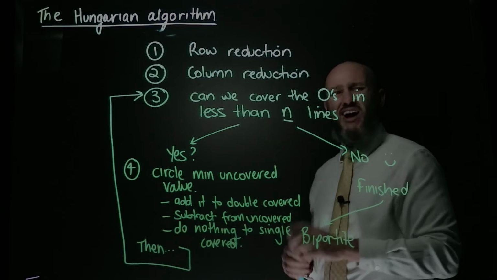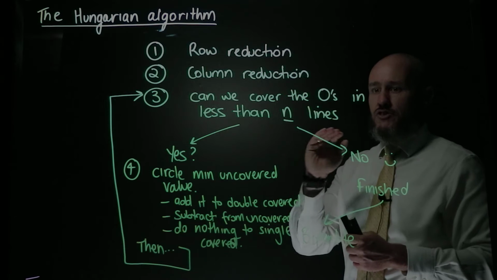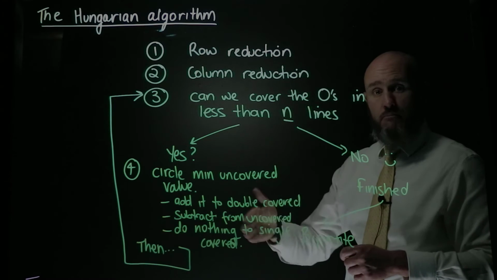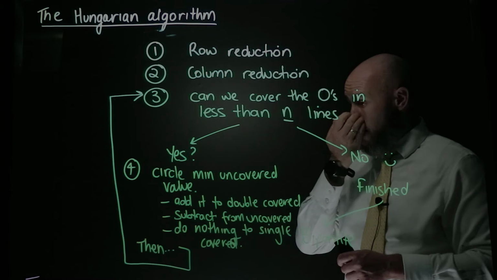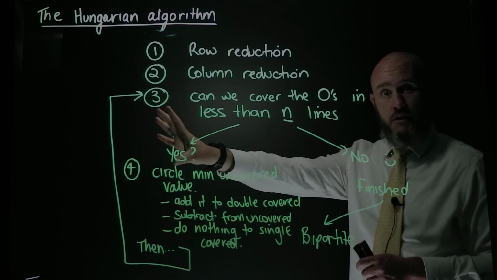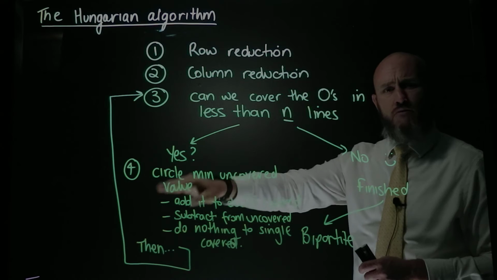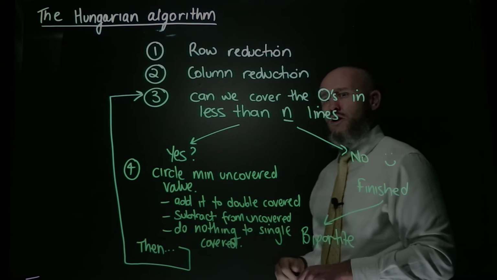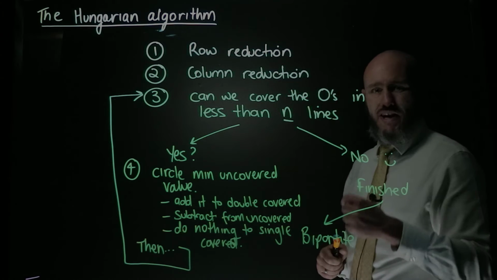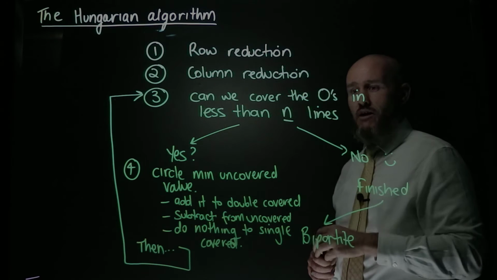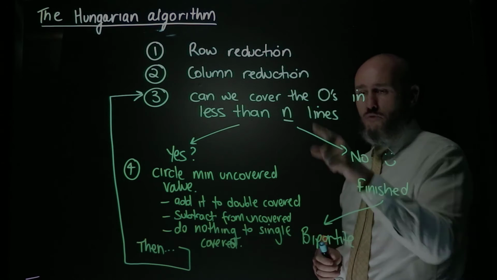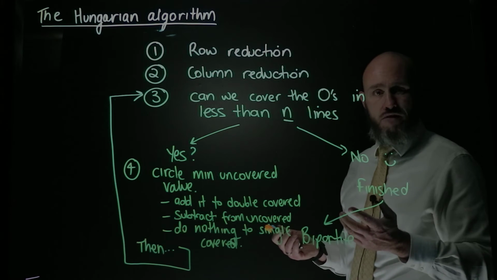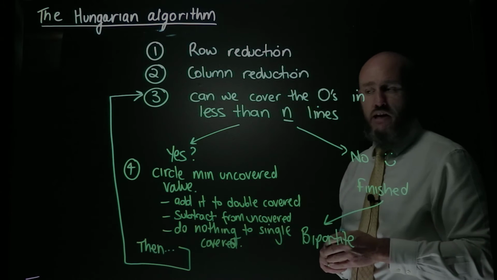Then step 3, we ask ourselves, can we cover the zeros in less than n lines? Now n is the number of items, the number of objects. So in our example I just had up on the board here, n was 3. There are 3 people involved. N will be 3 or 4, probably maybe 5. So can we use less than 3 lines to cover all the zeros? Now if the answer is no, if we have to use 3 lines, well then we're done. Sketch up a bipartite graph and find your matching allocation.